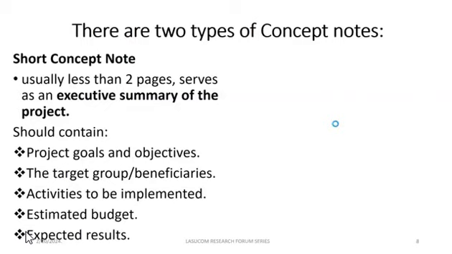So there are two types of concept notes. There is the short concept note, and there is a long concept note. Usually, the short one is less than 2 pages. It serves as an executive summary of the project. So it should contain the project goals and objectives, the target group and beneficiaries, the activities to be implemented, the estimated budget, and the expected results.